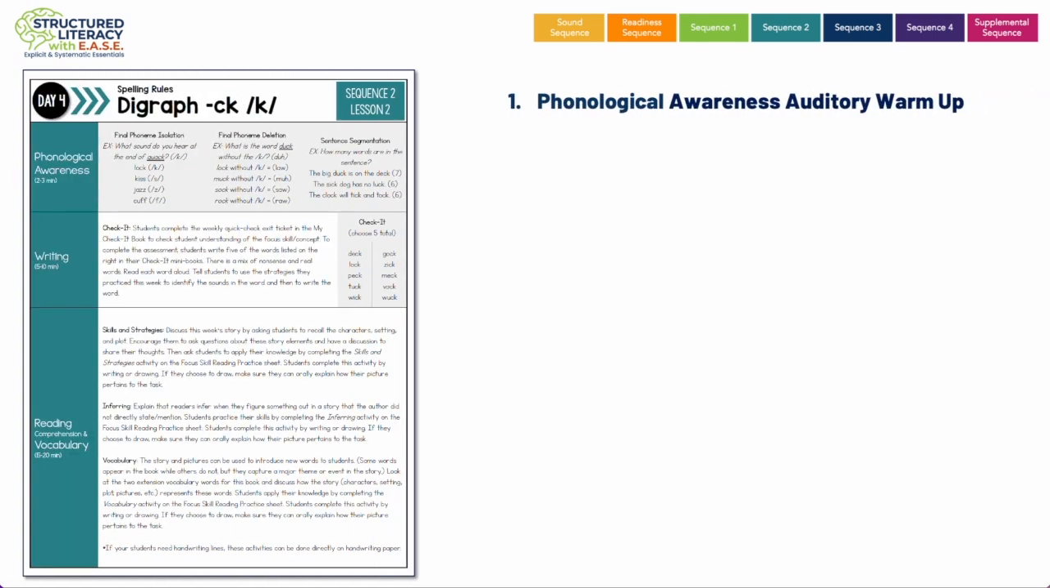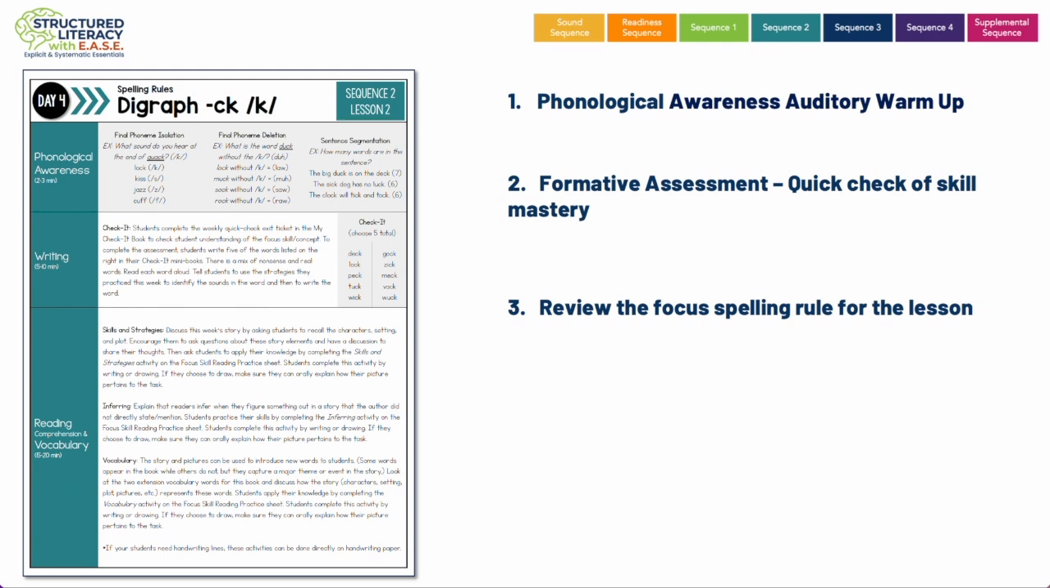And then we move into day 4, again, that final phonological awareness auditory warm-up. And now we're doing a formative assessment. Now we're going to do a quick check of the skill mastery. So the skill for this particular lesson was a spelling rule on that digraph CK, which makes the k sound. So then we do a formative assessment, and then we review the focus spelling rule for this particular lesson.